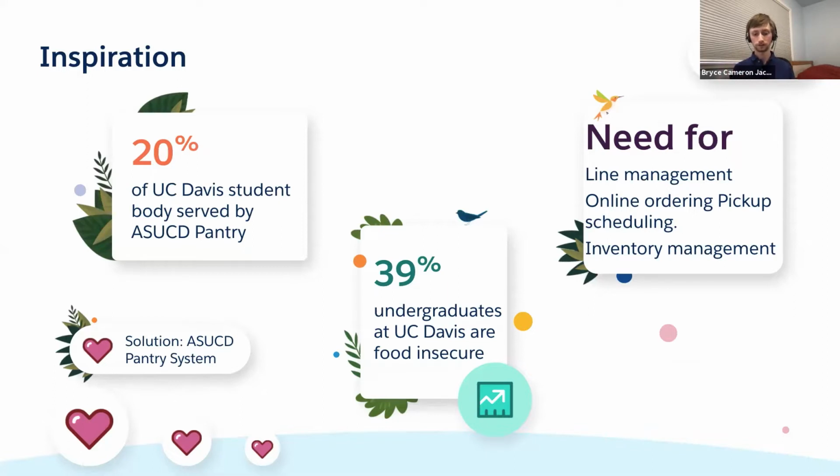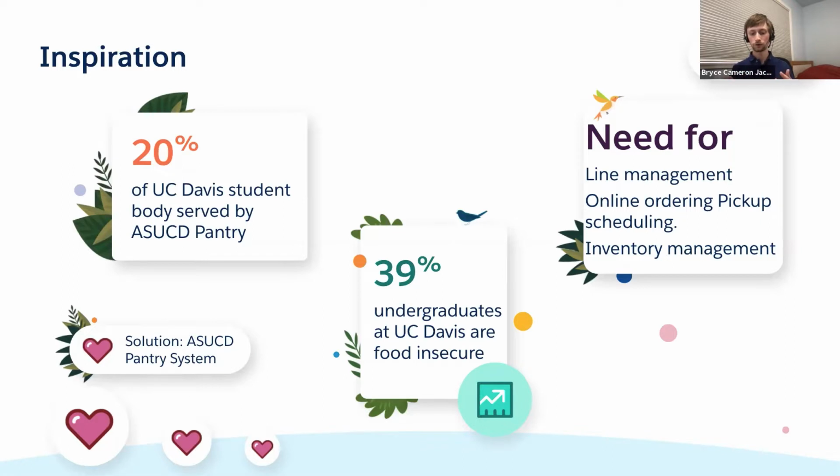Because another statistic is 39% of undergraduates at UC Davis reported that they were food insecure as of a survey taken last year. This really highlights the need for the presence of the pantry and other organizations for addressing food insecurity. Now, for specifically how this translates into the online system and what we did with Salesforce, the need for things like line management and inventory management are how we came to the conclusion that okay, we need to have a digital presence. It can't just all be in person.